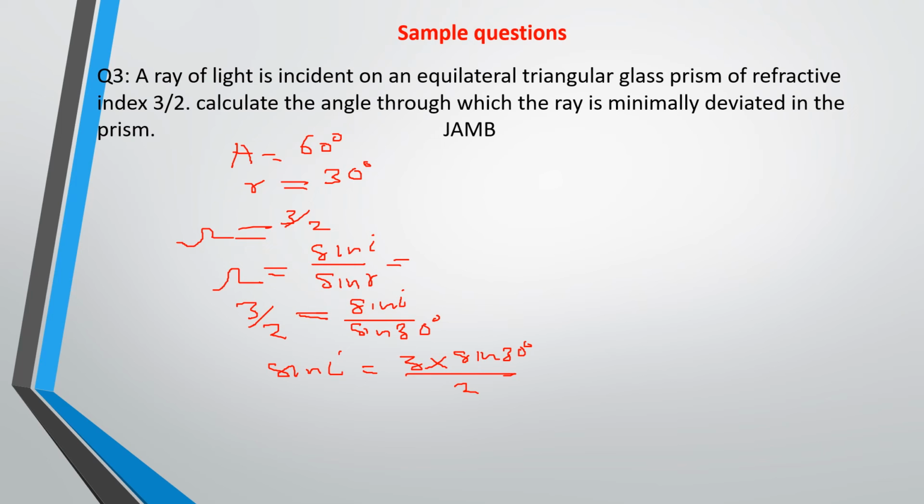So by the time you work this out, this will give us that sine 30 is equal to 0.3 times 0.5 all over 2. And this will give you what? 0.75. So your i will now be equal to inverse of sine 0.75. By the time you work that out, you will have 48.6.